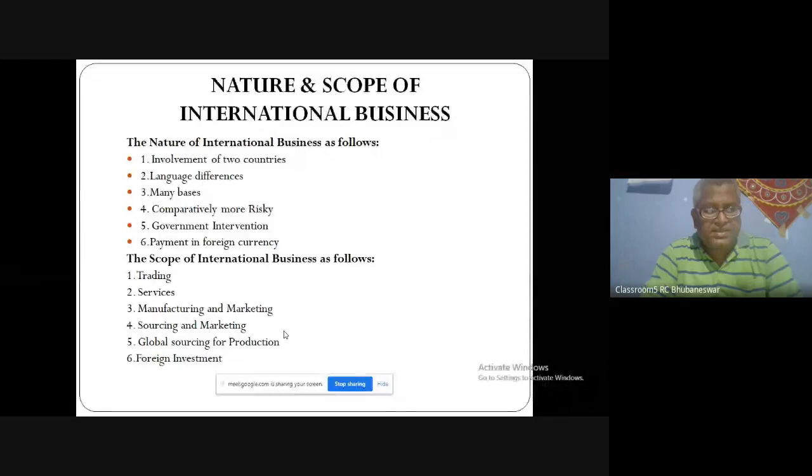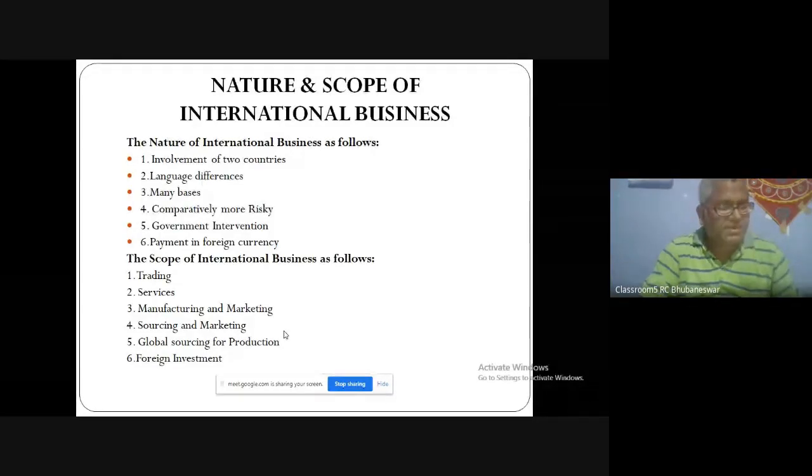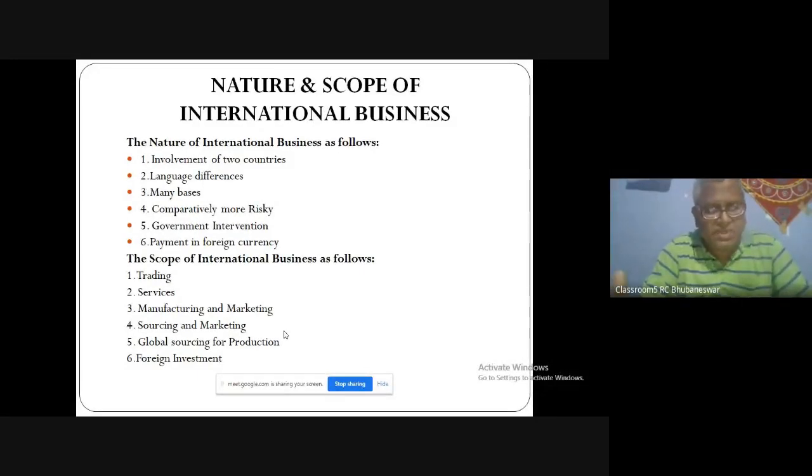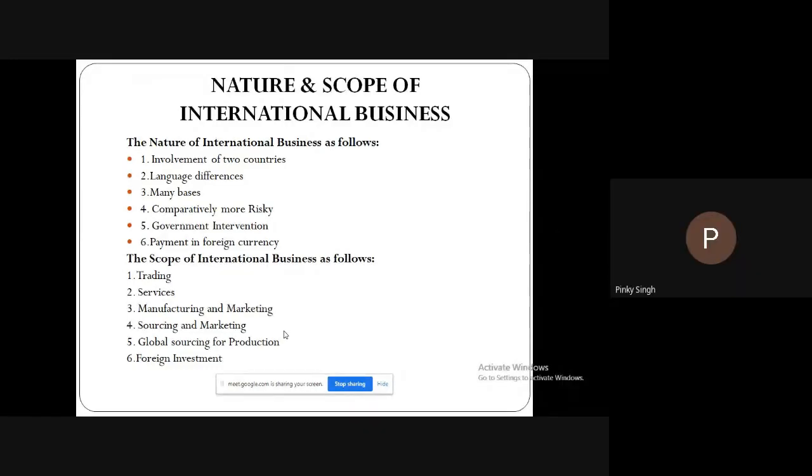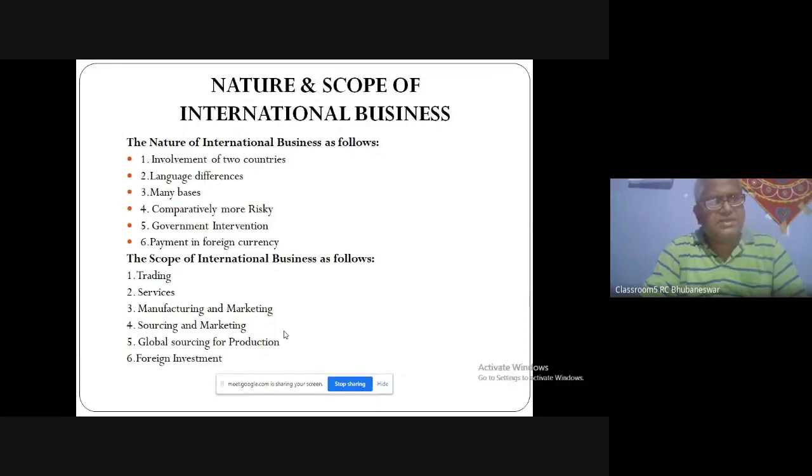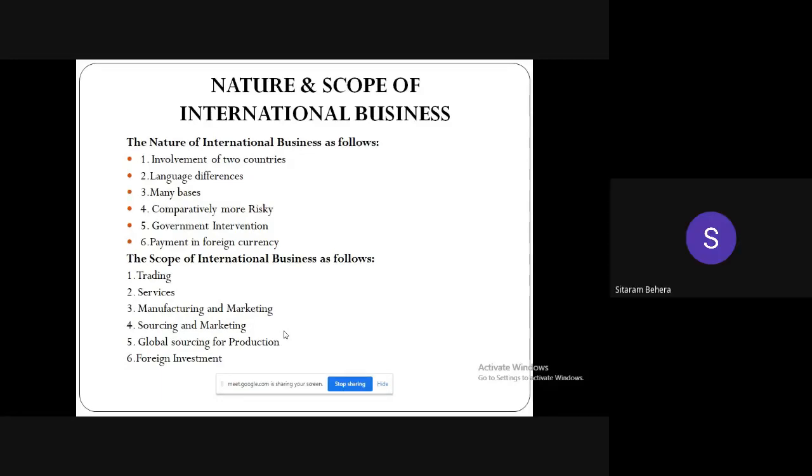Another one is government intervention. Government intervention means sale and purchase relate not only to export and import, but also to some rules and regulations. So that's the nature of international business. Another one is payment in foreign currency. The currency exchange position changes day by day. Every day you see what today's dollar rate is, and after one month, due to oil prices, it will directly or indirectly impact foreign currency, and that foreign currency exchange in turn impacts international business.